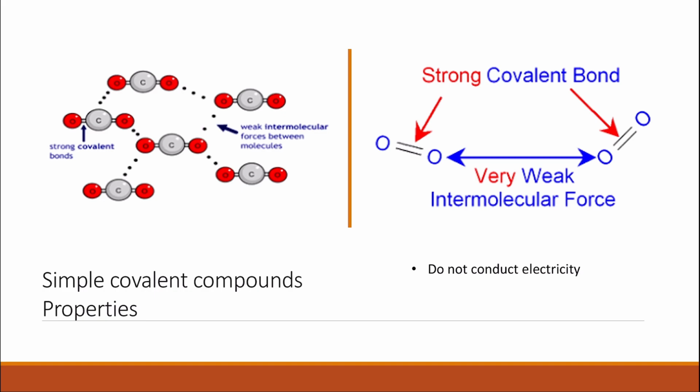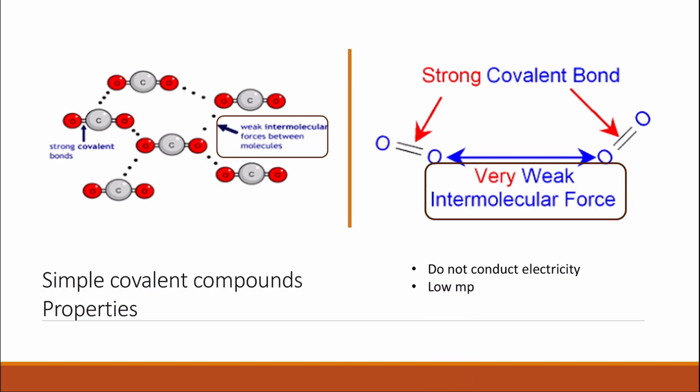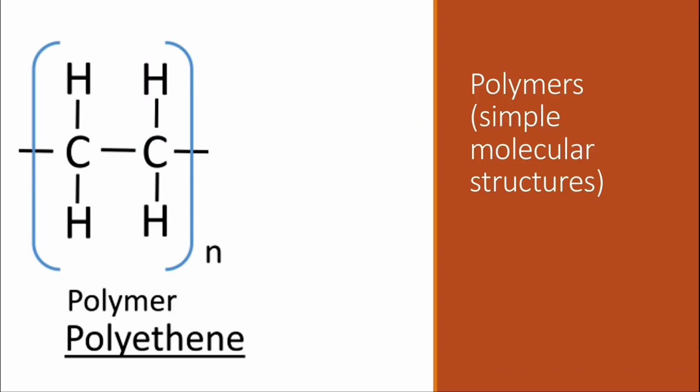Then let's have a look at the different bonding between them. There is strong covalent bonding between the atoms of the same molecule. However, between different molecules, there are very weak intermolecular forces of attraction. So it's easy to overcome these intermolecular forces because they're quite weak. This is why simple covalent compounds have low melting points, because we can break these weak intermolecular forces.